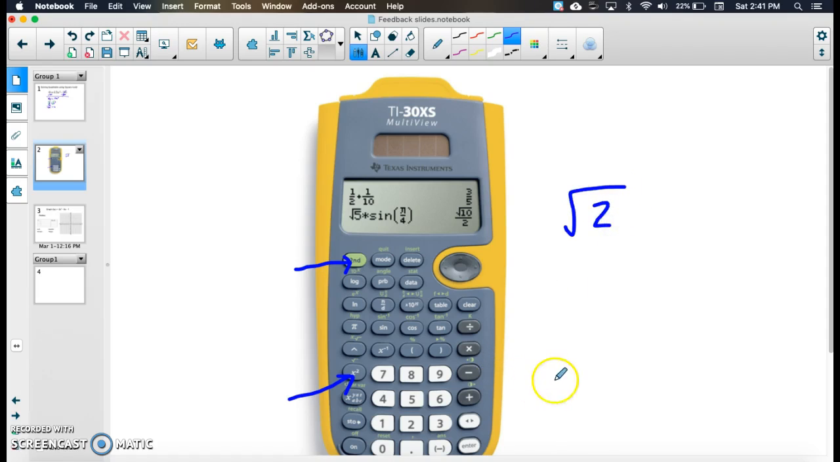But if you wanted the decimal, if you push this button, it'll give you the decimal. So that is the button that I think a lot of people forgot how to use. That is the button on the quiz that you would use.